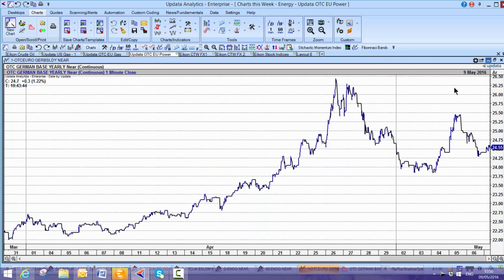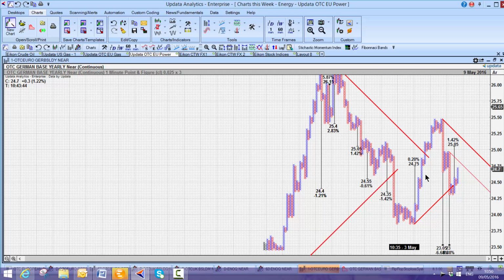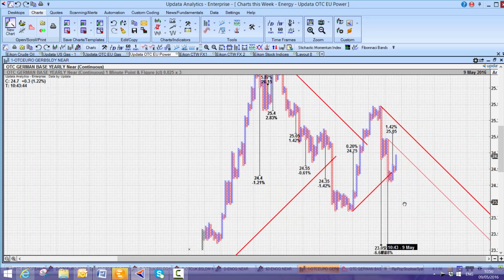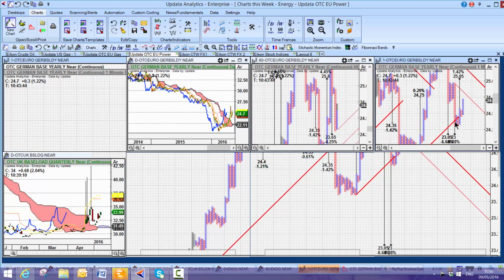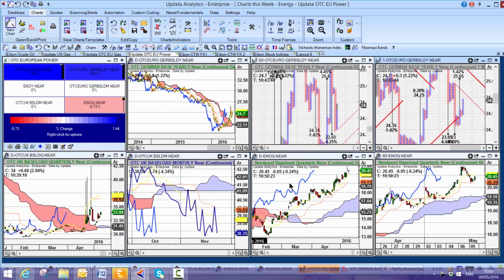If you're trading German power short term, the chart to look at, of course, is the 1 minute chart, Shift T. We do have some downside targets here, back to the sort of 23 level, so just be aware of that. Keep an eye on your 1 minute charts, and of course our morning calls. Nordpool looking very strong as well.